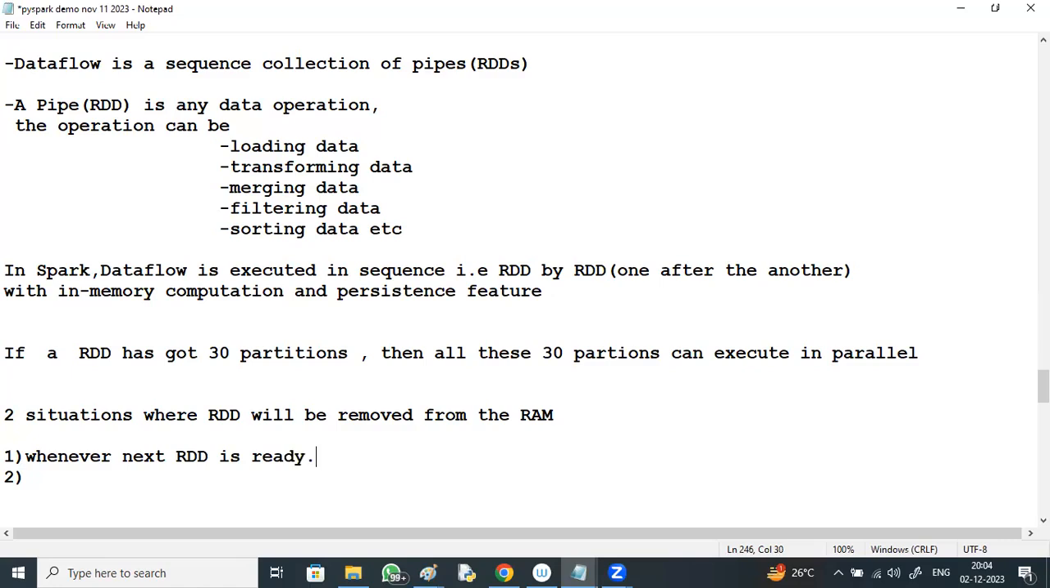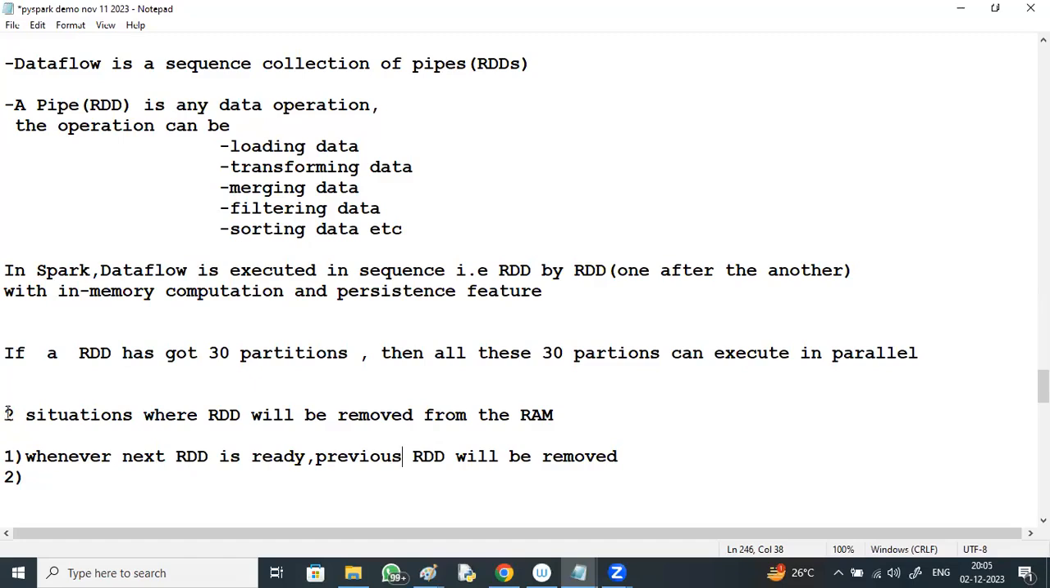Whenever next RDD is ready, current RDD will be removed. Whenever next RDD is ready, otherwise current or previous RDD. Whenever next RDD is ready, previous RDD will be removed.